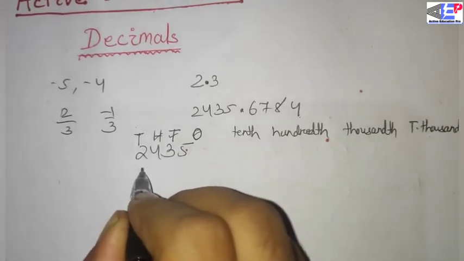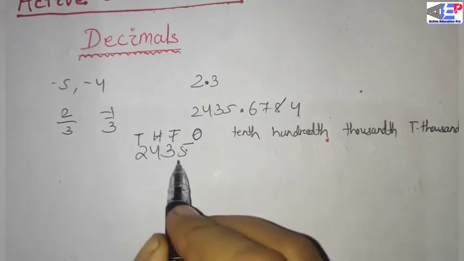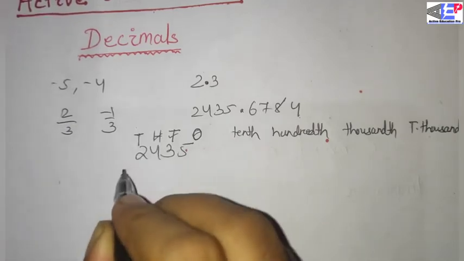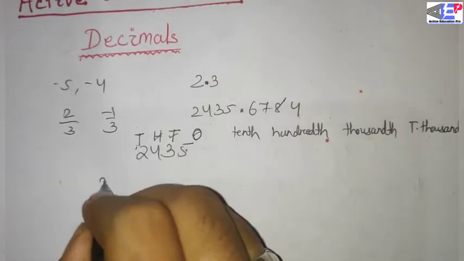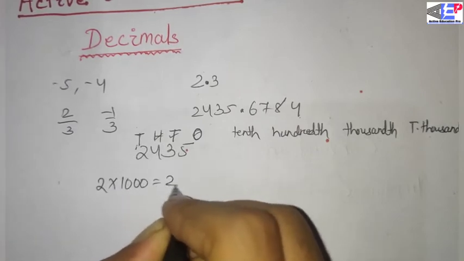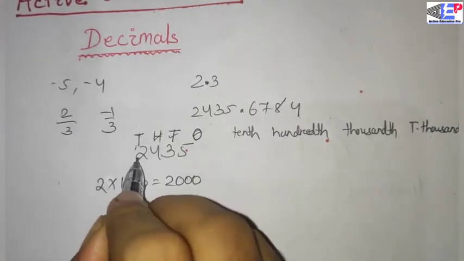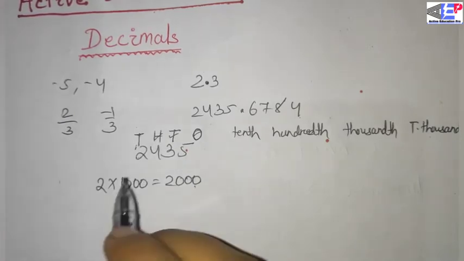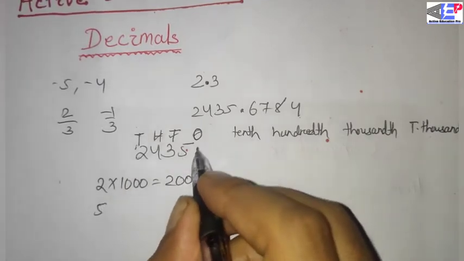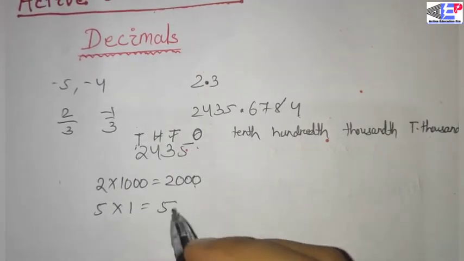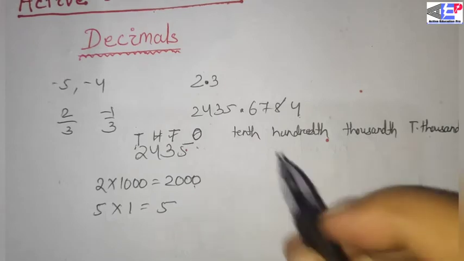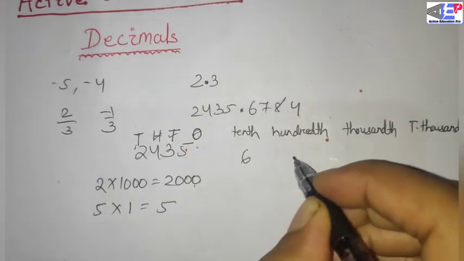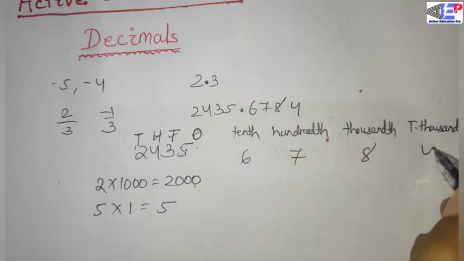If you want to write the value of this digit, this is 2 at the thousands position, so 2 into 1000 is 2000. This is the place value of this 2. Here the value of 2 is 2000. Similarly, this is 5 at the ones place, so 5 into 1 is 5. Similarly, the digits on the right side of the decimal point: the tenths position is 6, hundredths 7, thousandths 8, and this one is 4.